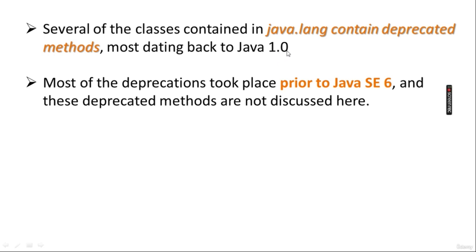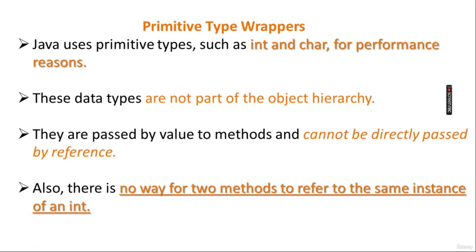So java.lang still has many more classes. Those are deprecated because they were introduced in Java 1.0. Most of the deprecations took place prior to Java 6, and these deprecated methods are not discussed here. So after Java 6, those methods that are deprecated are not discussed over here.